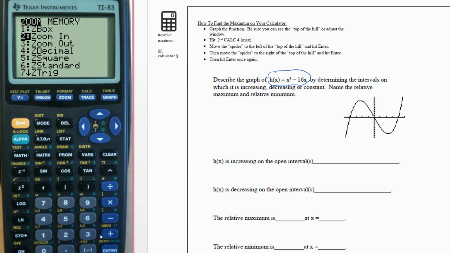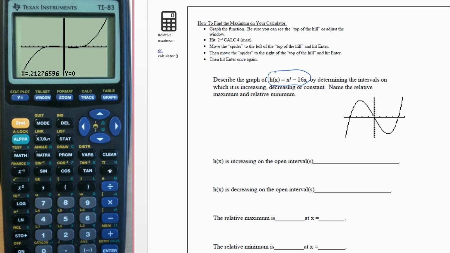So zoom 2, right about here. That's really not helping. So let's hit zoom 6, get back to our standard window. And so we know we're okay x-wise, we just need to zoom out in the y direction. So let's go to window and let's change the y scale. Let's go from maybe -50 to 50, and let's go by 5s instead of by 1s.